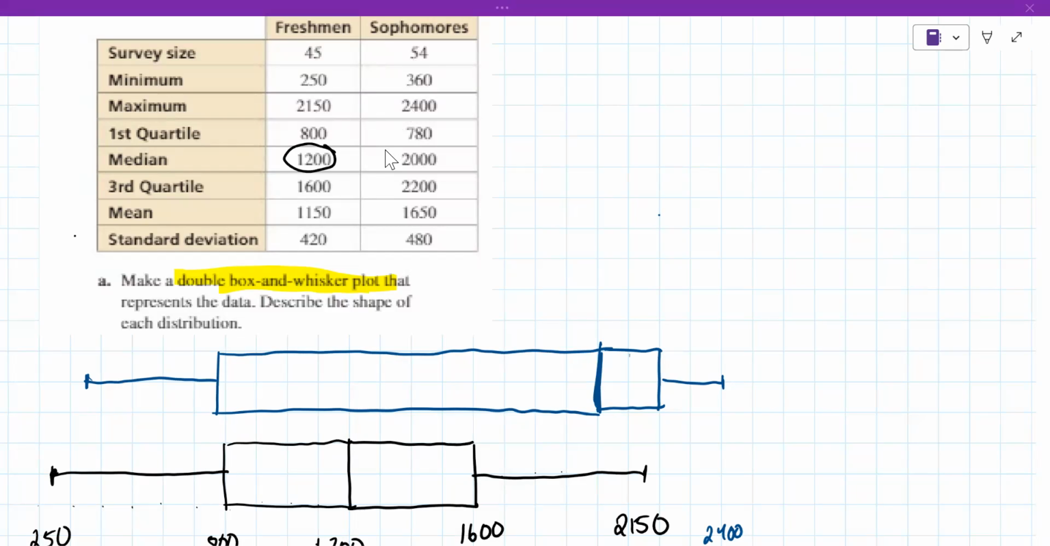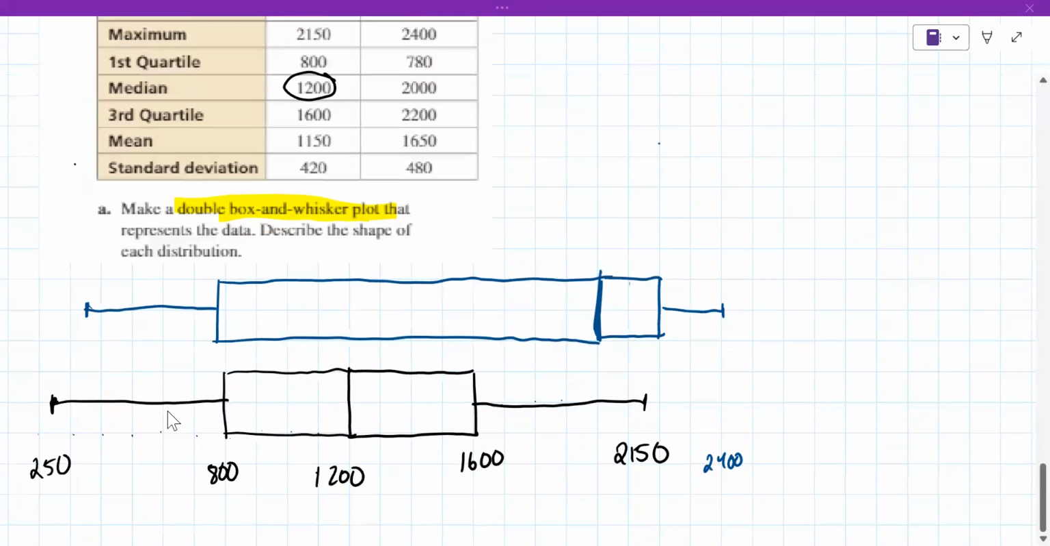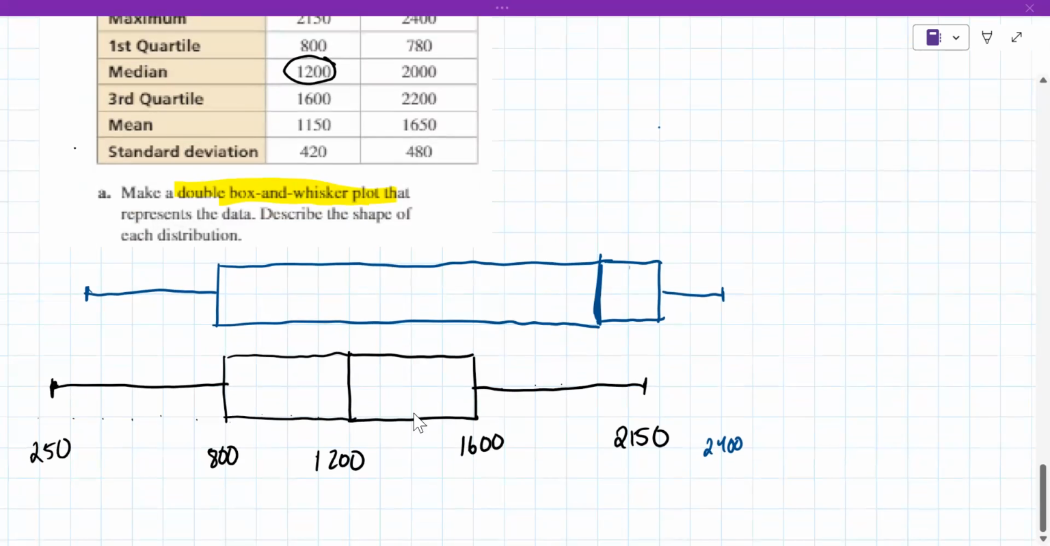All right. So now we can talk about the shape of each distribution. The black one looks kind of symmetric. I don't know if you can see, to me, it's like the same amount going out each way. Do you agree with that? Yeah. All right. Now the other one's a little bit harder to see.